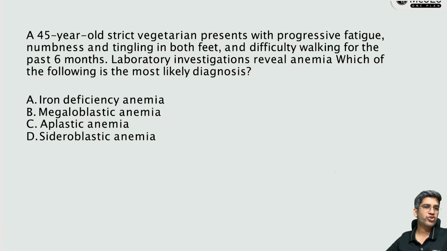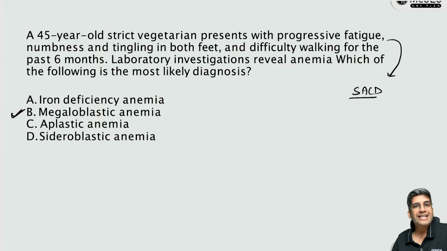45-year-old presenting with progressive fatigue, numbness, tingling in the foot, walking difficulty for the past 6 months. Lab diagnosis revealed anemia. Which of the following is the most likely diagnosis? Not a difficult one. That is megaloblastic anemia, right? All these are features of subacute combined degeneration of the spinal cord due to the myelin defect, what we did last time, right? We'll have subacute combined degeneration. Neurological symptoms will be part and parcel of megaloblastic anemia, B12 deficiency.